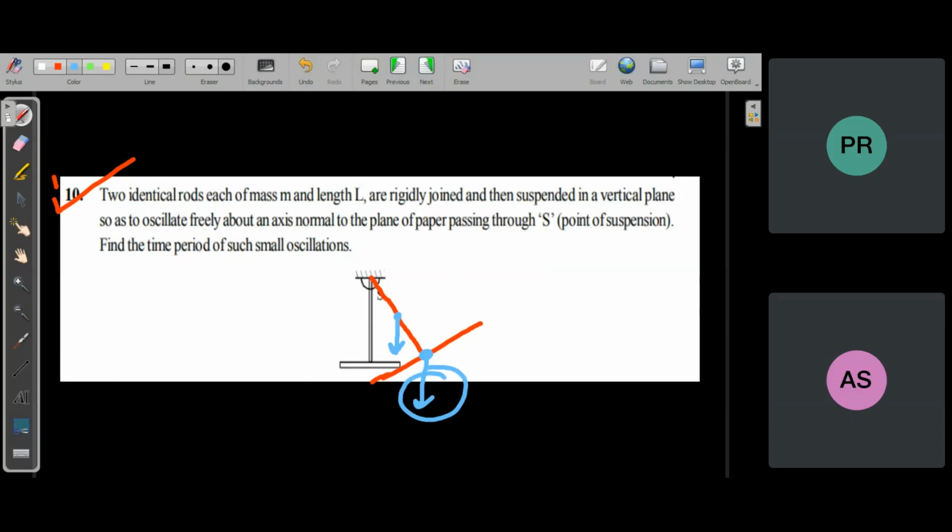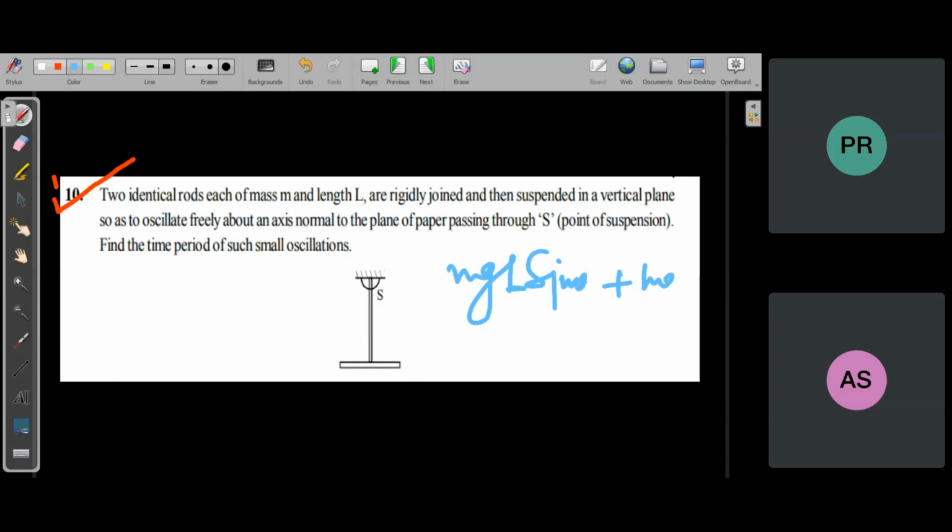Two terms you will get. Torque due to this plus torque due to this, both you will add separately. Both rods' mass is identical, so you can take m. So no need to find the center of mass of the whole system. You can simply write mg into L sine theta plus mg into L by 2 sine theta. Are you getting? I'm getting, sir. And that is equal to I alpha.